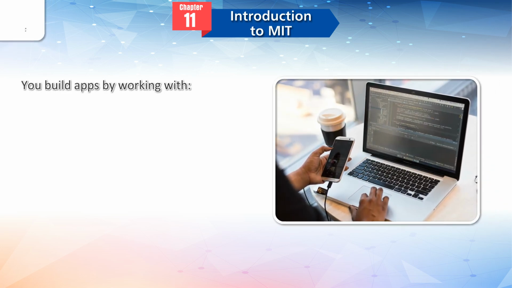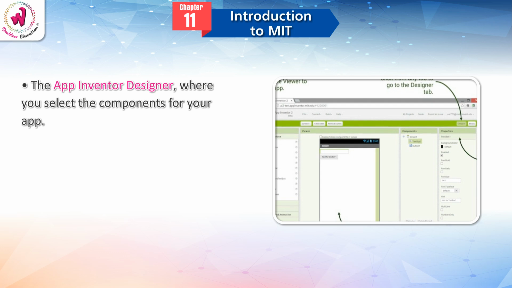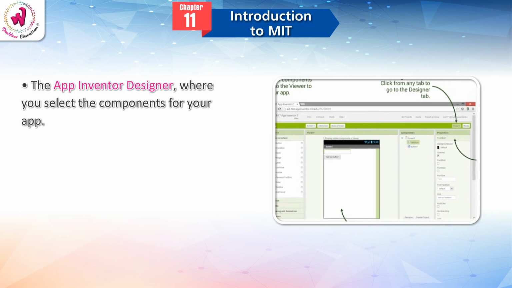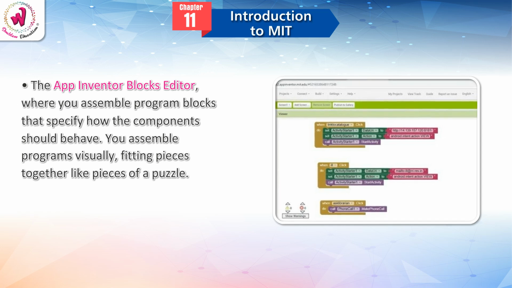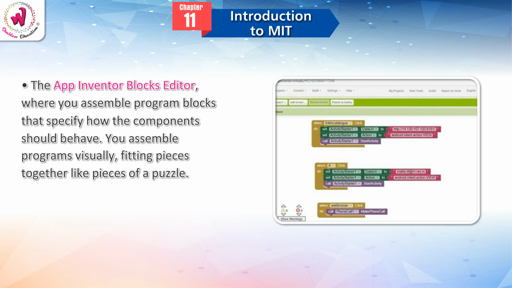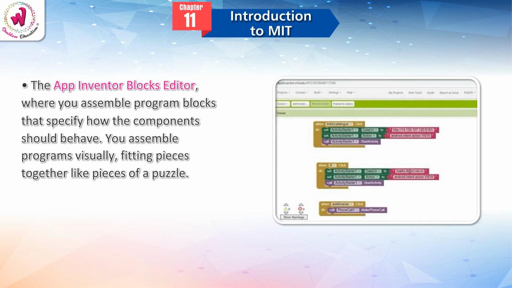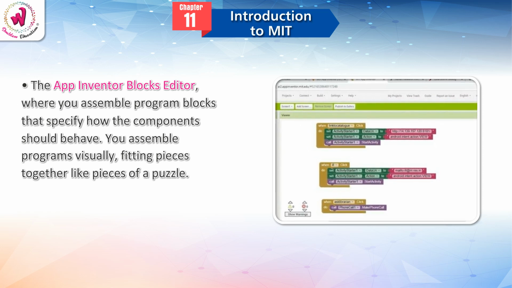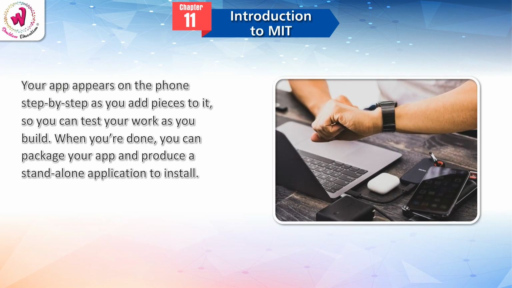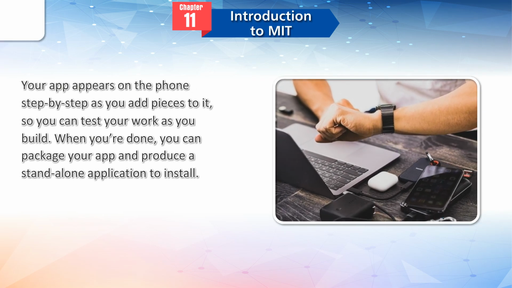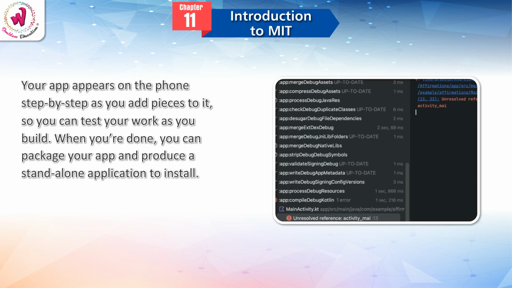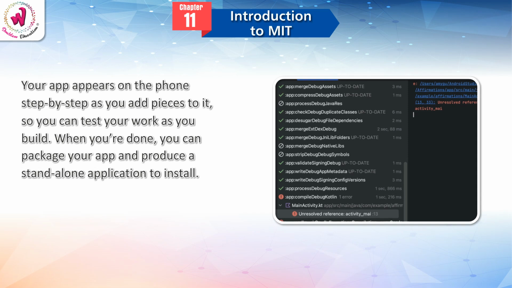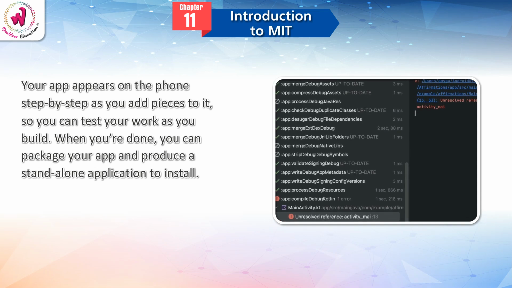You build apps by working with the App Inventor Designer, where you select the components of your app, and the App Inventor Blocks Editor, where you assemble program blocks that specify how the components should behave. You assemble programs visually, fitting pieces together like pieces of a puzzle. Your app appears on the phone step by step as you add pieces to it, so you can test your work as you build. When you are done, you can package your app and produce a stand-alone application to install.